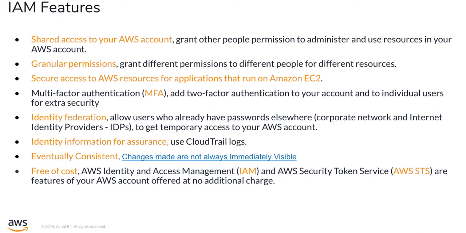So let's understand some of the IAM features. Basically, they provide shared access to your AWS account. It grants other people permission to administer and use resources in your AWS account. They also give granular permissions, where you can grant permissions to different people for different resources. They also give a secure way to access your resources, for example, for your application that is running on an Amazon EC2 instance.